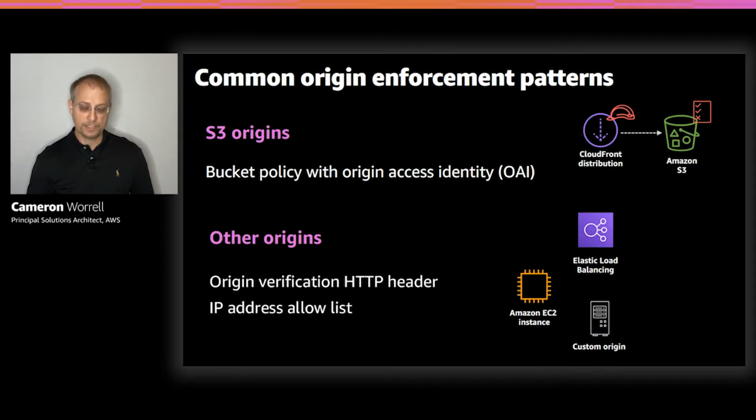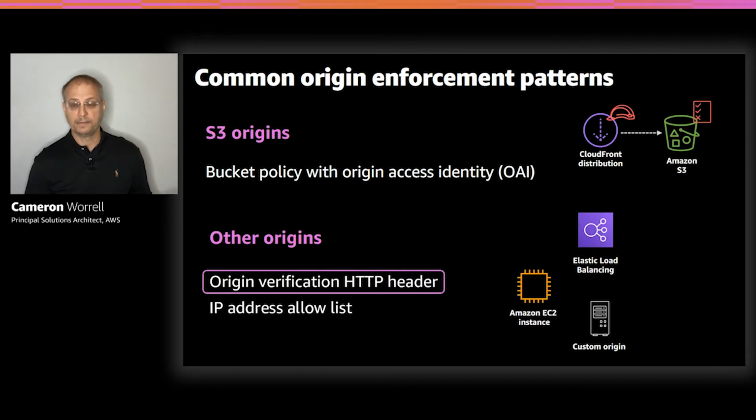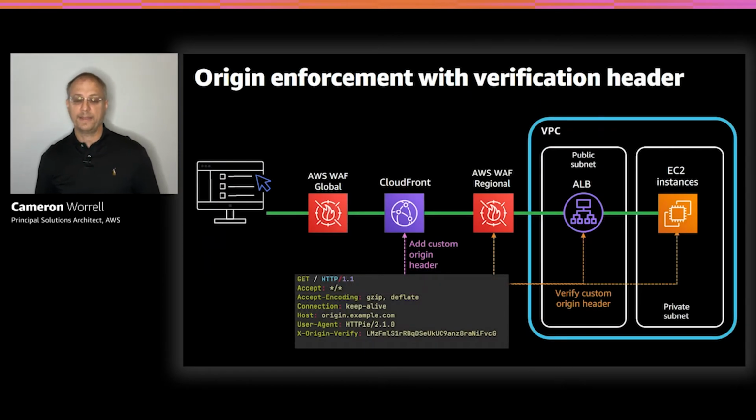Then you have essentially the other different types of origins. So this is where you think about elastic load balancing or direct EC2 access for your origin, or maybe an application running in your on-premise data center even behind CloudFront. This is where we see using a verification header is the pattern, which we're going to dive deeper into here. And then also using IP allow lists. So this gives you the ability to basically limit access by IP. So we're going to cover both of those, but I want to dive into this pattern with the HTTP header verification first. So when you think about header verification, this ties into a feature within CloudFront.